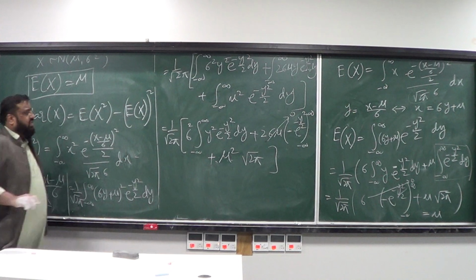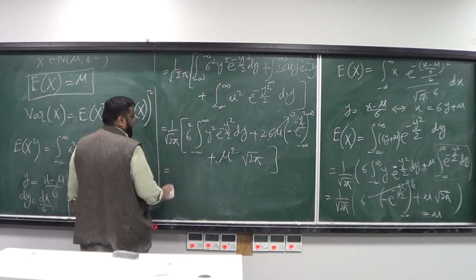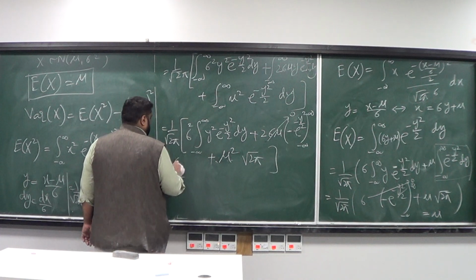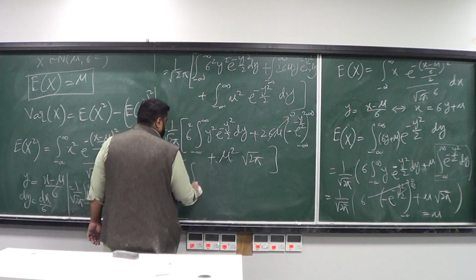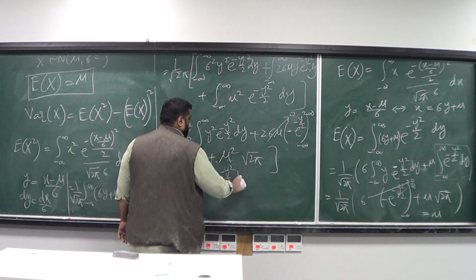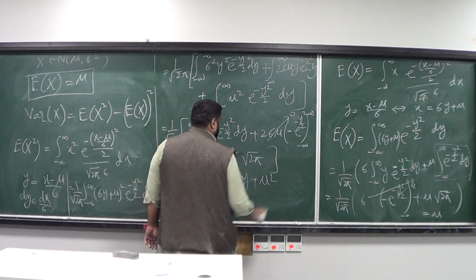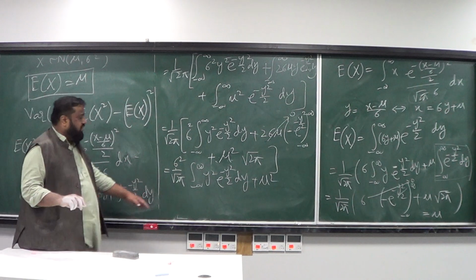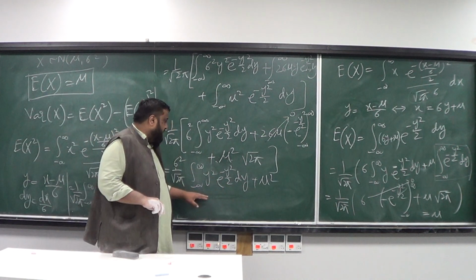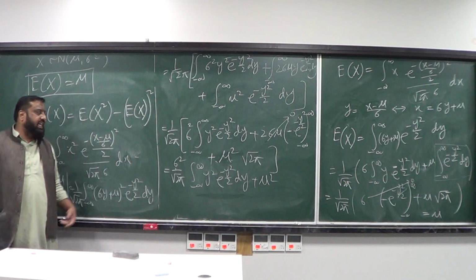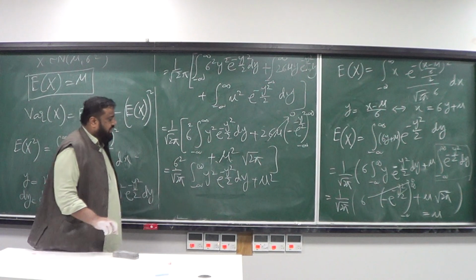Okay, so if you simplify it a bit more, you're going to get 1 over the square root of 2 pi, sigma square, the integral from minus infinity to infinity of y square e to the minus y square by 2 dy, plus mu square. So this is what you're going to get. Now let's come to this last part. You have this y square multiplied by the exponential function, and you want to simplify it.